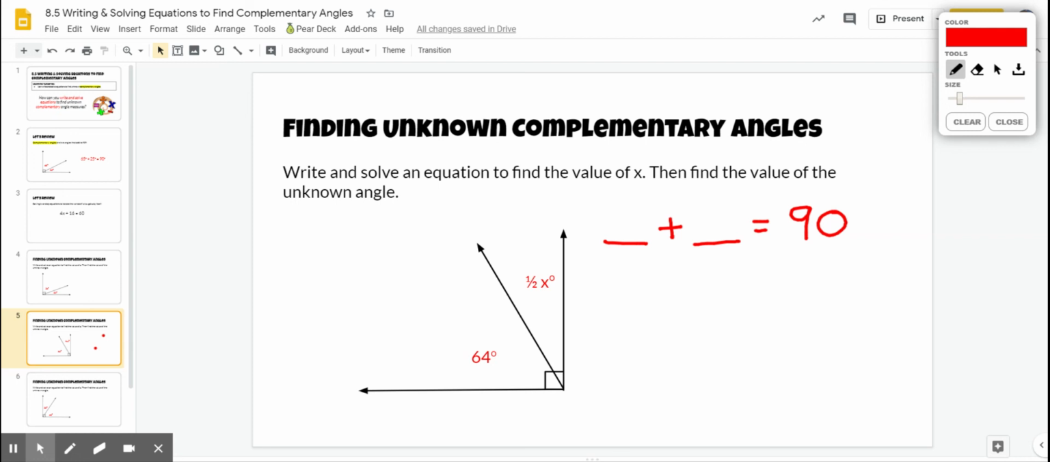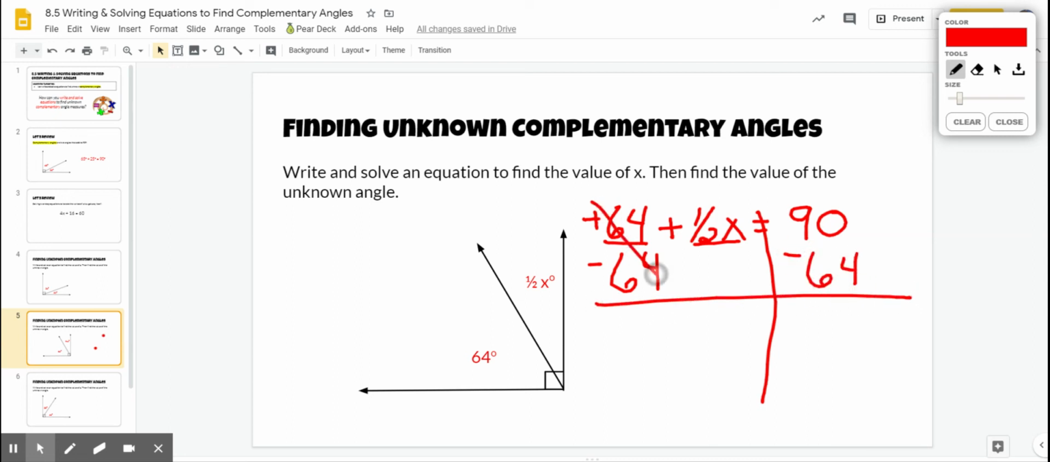Okay, so we had 64 degrees was the first angle, and 1/2 x was the second angle. So that should have been your equation. Now we need to solve for x. Now this is in a little bit of a different order, but that's okay. This is a positive 64. So the inverse of positive 64 is negative 64. So I'm going to subtract 64 from both sides.